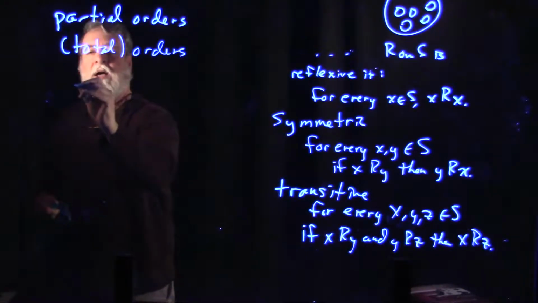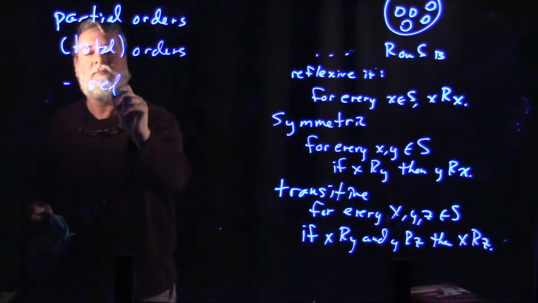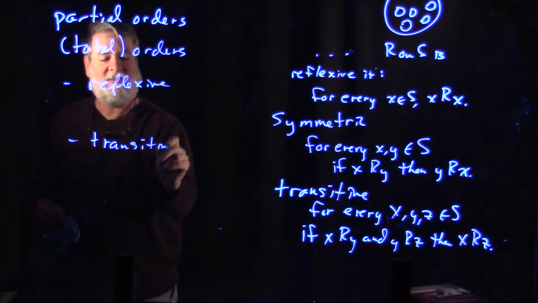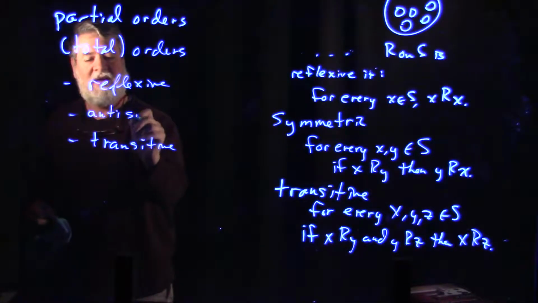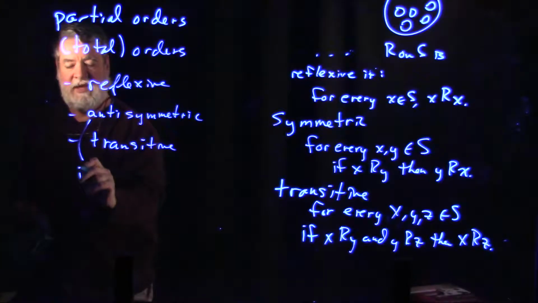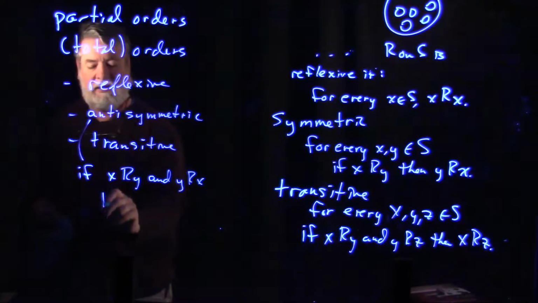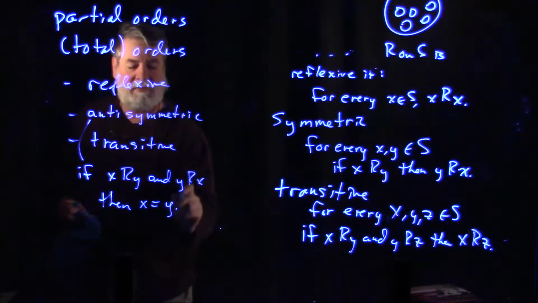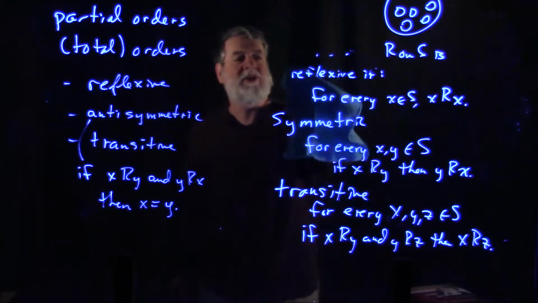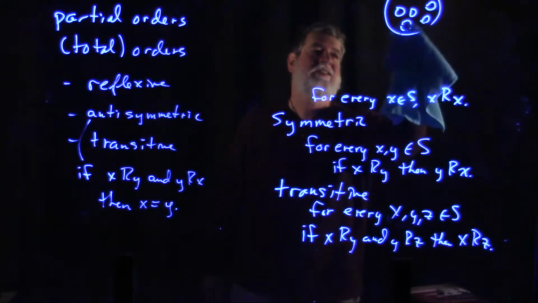A partial order is something that is reflexive, just like equivalence relations, and transitive, just like equivalence relations. But instead of being symmetric, it's anti-symmetric. Anti-symmetric means this: if x is related to y and y is related to x, then x and y have to be equal. This says not only is it not symmetric, it never works out to go both ways for any two things in a pair unless they're the same thing.